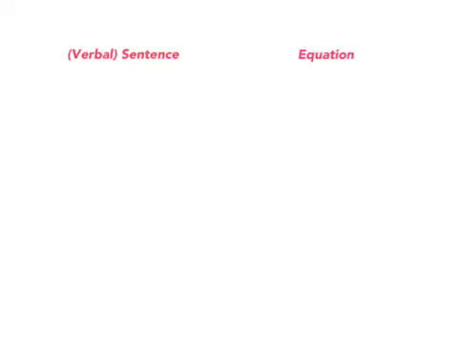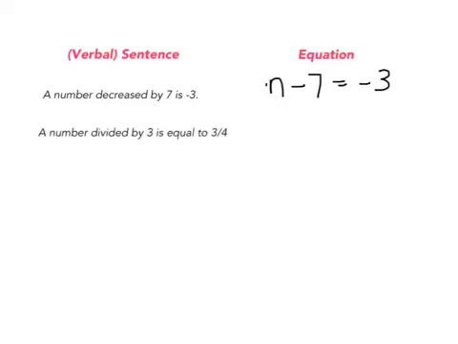In the same way, equations can be used to represent verbal mathematical sentences. An equation to represent this sentence, a number decreased by 7 is -3, would be n minus 7 equals -3. The sentence, a number divided by 3 is equal to 3 over 4, can be written as the equation n over 3 equals 3 over 4.